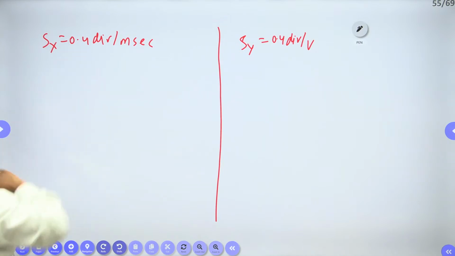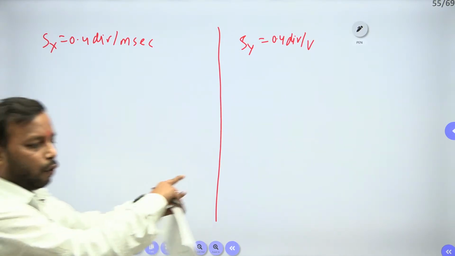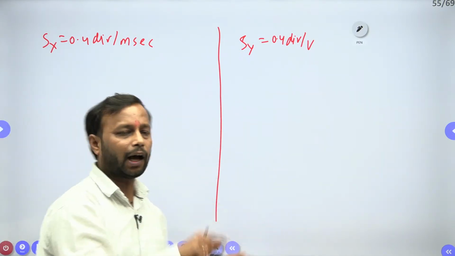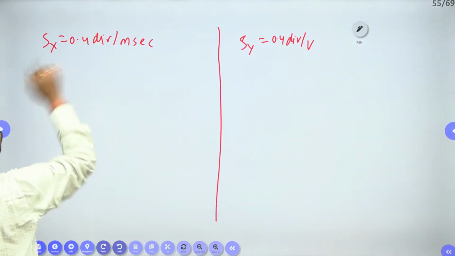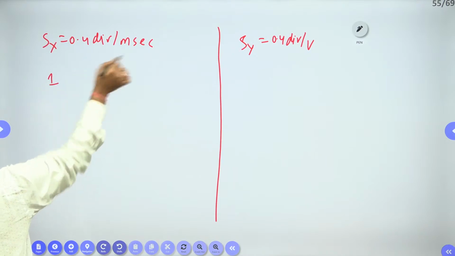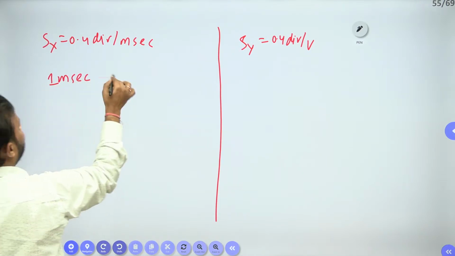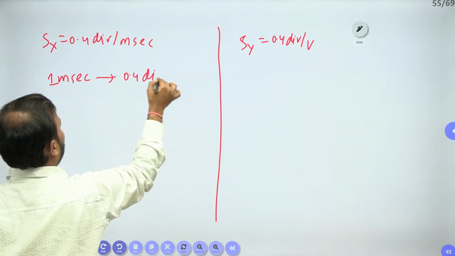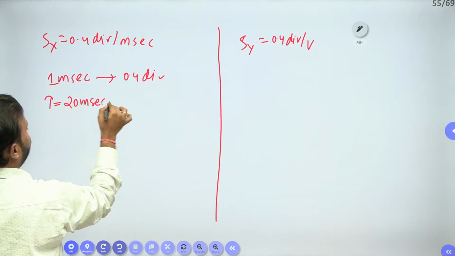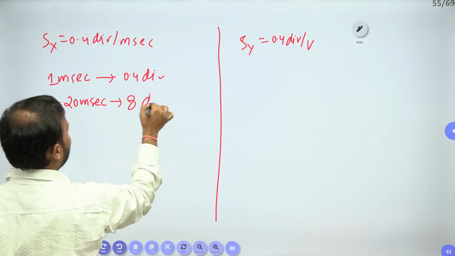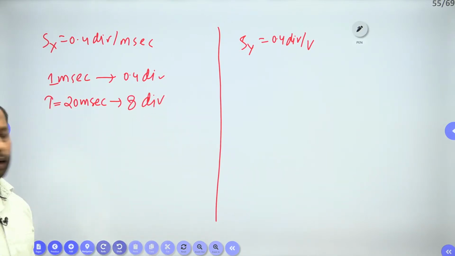This is the deflection sensitivity, meaning for a complete division in a CRO, that we need to find. Since it is given that for 1 millisecond, it is covering 0.4 division, and the time period for the signal is 20 millisecond, for the 20 millisecond, the number of divisions it will take is 8 divisions. Am I clear? Any doubt in this?